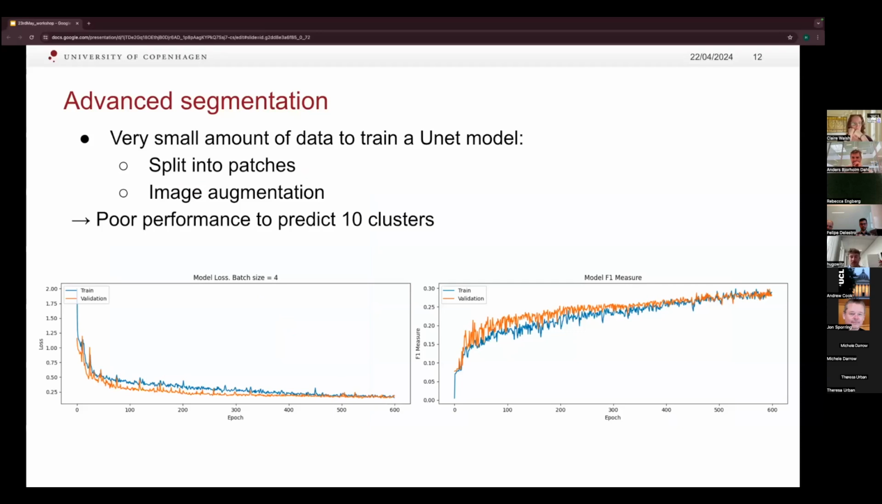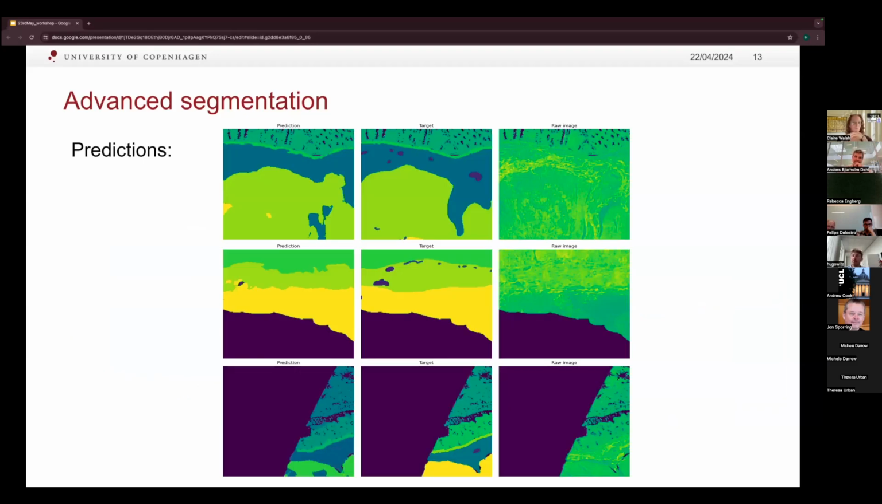As expected, the very small amount of data gave us poor performance when training a U-Net model, even after splitting into patches, doing some image augmentation or other tricks. And we also tried pre-trained models like the Segment Anything Model, but it was not better because of the complexity of our images. You can see the images here and the predictions. We can see that the regions on the raw image are very hard to get. It was not that good.